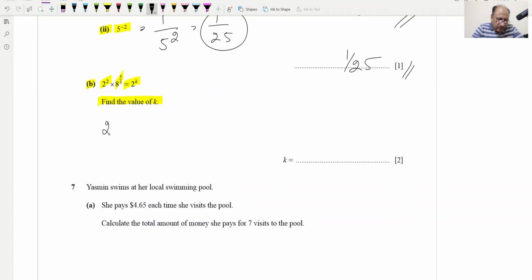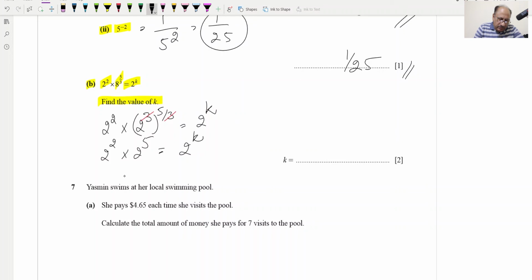Now we can rewrite the given question. We can write 2 raised to the power 3 will be 8, and whole raised to the power 5 by 3, and this is equal to 2 raised to the power k. And here we can cancel 3 with 3, and we will get 2 raised to the power 2 into 2 raised to the power 5, and this will be equal to 2 raised to the power k.